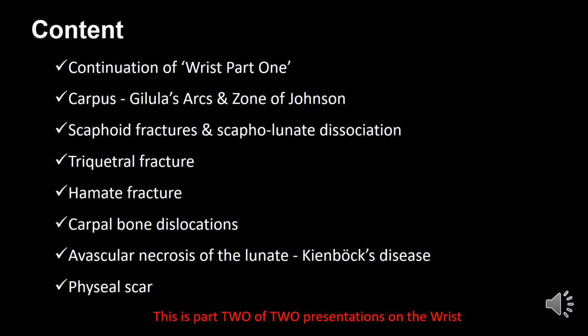So in this presentation we'll start with a look at the carpus, Gilula's arcs and the zone of Johnson, and then we'll look at scaphoid, triquetral and hamate fractures, carpal bone dislocations and avascular necrosis of the lunate, the classic Kienböck disease, and then we'll wrap up with a look at the physeal scar, which is very important because this is often misdiagnosed as a fracture, so it's most important that we get to the end of the presentation. Okay, hope you enjoy.